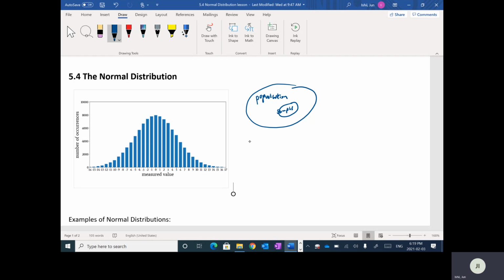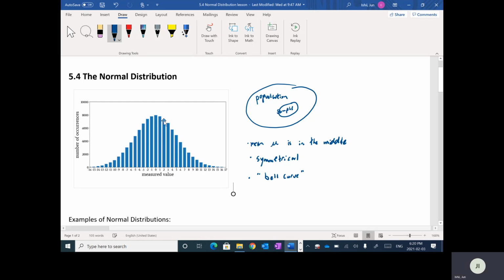A couple of things about a normal distribution. The symbol used for the mean is the Greek letter mu. The mean of the population is in the middle. The other thing about a normal distribution is that it's symmetrical, and it's sometimes called a bell curve.